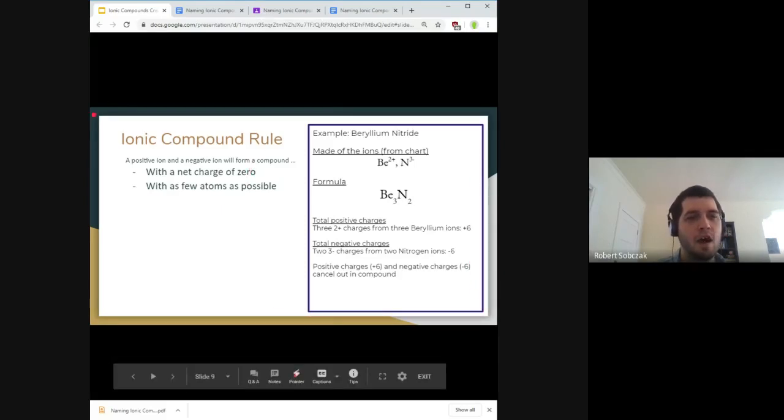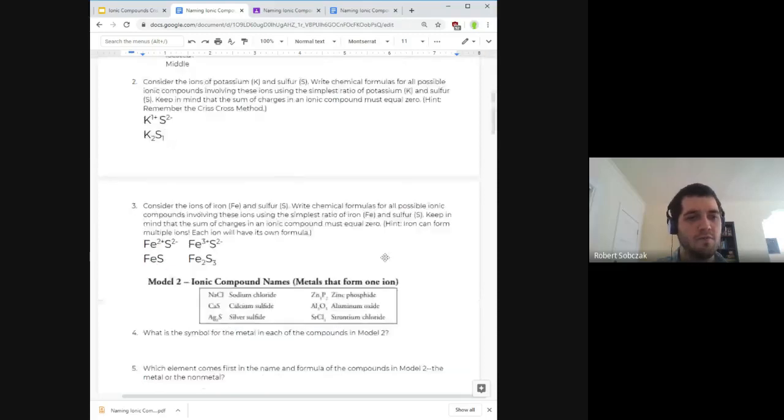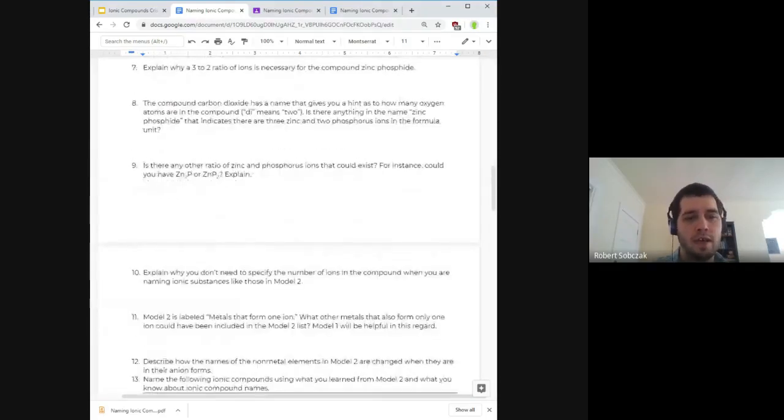Our rule for ionic compounds is that a positive and negative ion get together, they form a compound, and the rule is that that compound needs to have a net charge of 0. So in our example over here, we have 3 plus 2 charges from beryllium and 2 minus 3 charges from nitrogen. That comes out to a total of 6 positive charges and 6 negative charges. Those cancel out, and that's why we're left with 3 beryllium and 2 nitrogen in our formula. So that's just a really quick reminder of that rule.